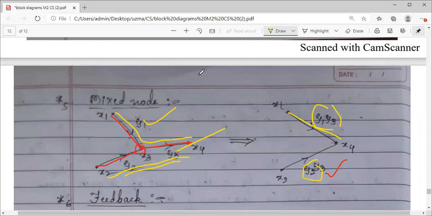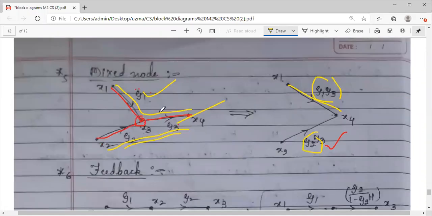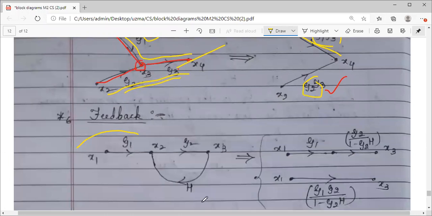Now coming to the last one, it is feedback. You can observe it is a closed loop system, negative feedback. Try to remember, in the previous sessions we have seen how to find the transfer function for this. So it is G1, G2. So this is a feedback loop. Okay. So how can I write this?